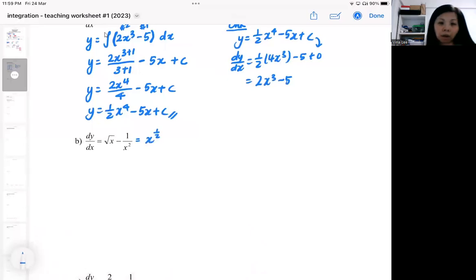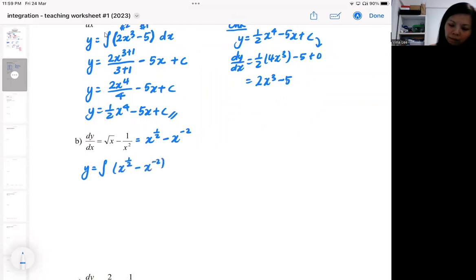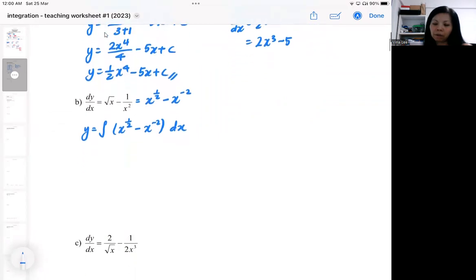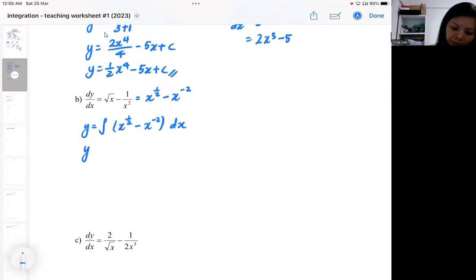Square root is a power half. Fraction is a x minus 2. So if I would like to get expression for y, I got to be integrating this. And both of them contain x. So obviously I need to apply my formula number 2 here. So I'm going to apply my formula number 2 one by one.